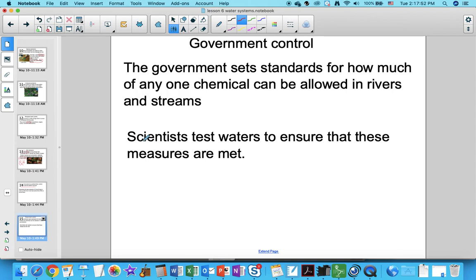And so the government sets standards. How much of any one chemical can be found in rivers and streams? Scientists regularly test these waters to ensure these measures are met. Right? If a company, for example a fertilizer manufacturer, or even a farmer is using too much fertilizer or too many chemicals, scientists will test the surrounding waters to ensure that they're not putting too many chemicals in the environment. If they do, the government will try to shut them down or fine them. And so governments use our understanding of water, the importance of water, as well as the ability to test water, to control its cleanliness and, again, the survival of ecosystems in the environment.